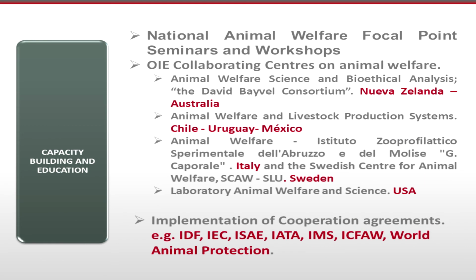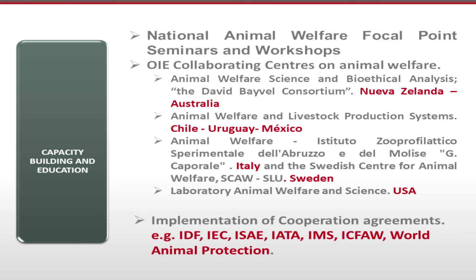Capacity building: we have national animal welfare focal point training seminars about animal welfare, but also on dog population, stray dog population management. And we are using resources from our collaborating centers listed there in Australia, Mexico, Italy, Sweden, and USA. We draw people from those to help provide information during the workshops.